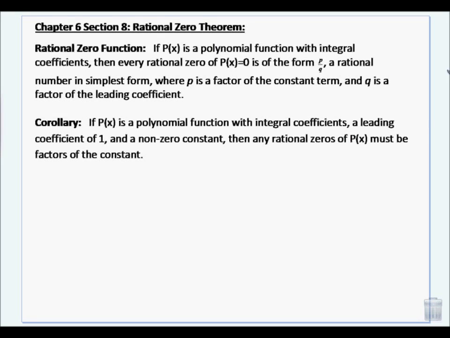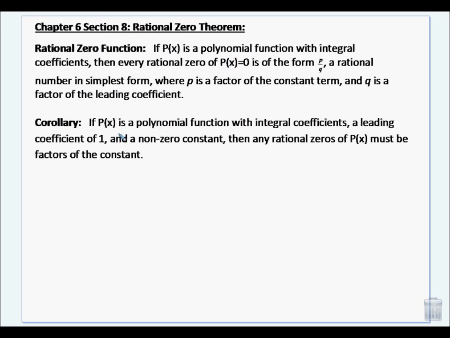On Wednesday when I said you can take the factors of that last term, they're all of the possible factors of the polynomial. That's actually called the rational zero theorem. Every rational zero is of the form p over q, so it can be a fraction or a whole number, where p is a factor of the constant term and q is a factor of the leading coefficient, which we'll go over in a second.